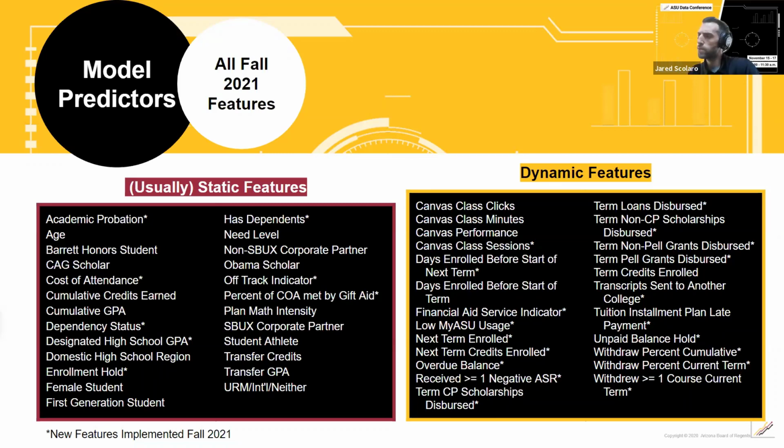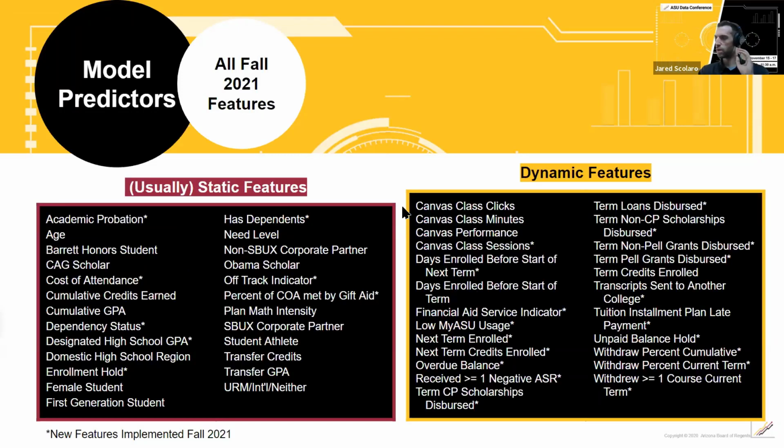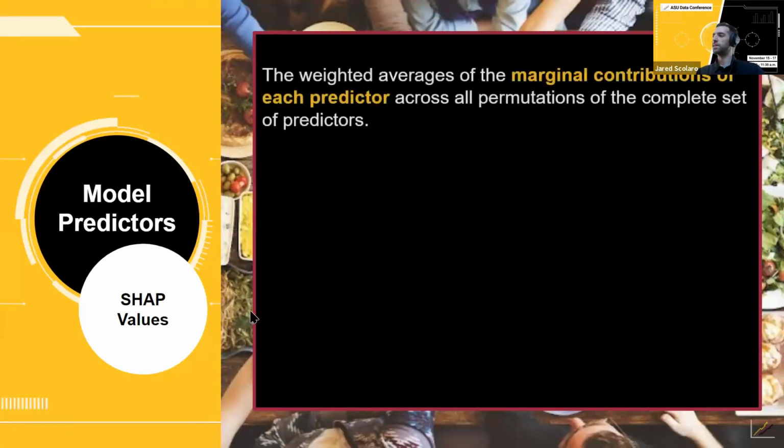And again, these slides will go out afterwards, so I'm not going to read through all of these, but I am going to look at how we examine which of these features are the best or the most contributing to the predictions that we're producing. And this is something that Hamid mentioned in his overview presentation, the SHAP values. He went a little more in depth on this definition, but a brief definition is that it's the weighted average of the marginal contributions of each predictor across all permutations of the complete set of predictors.